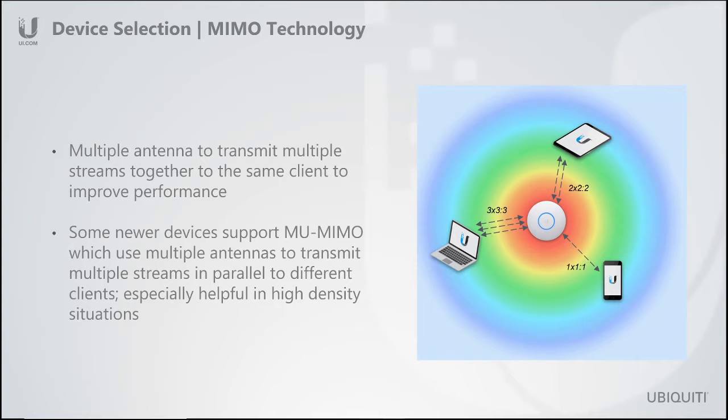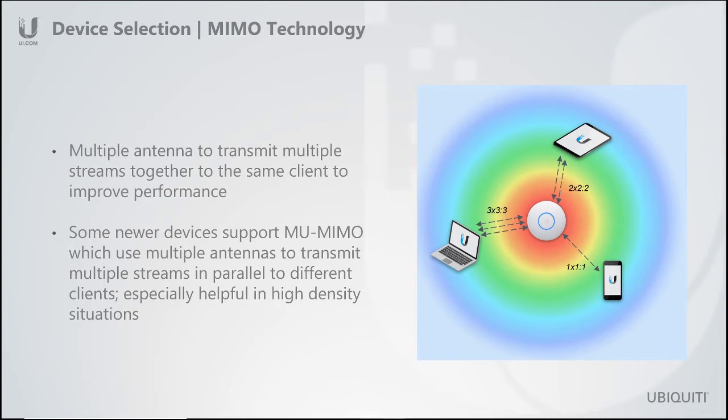So MIMO is one of the technologies which has been implemented by IEEE standards. This basically means having multiple antennas on one particular access point. These antennas are then used for different streams to provide connectivity or transfer traffic to different clients which are supporting these streams.